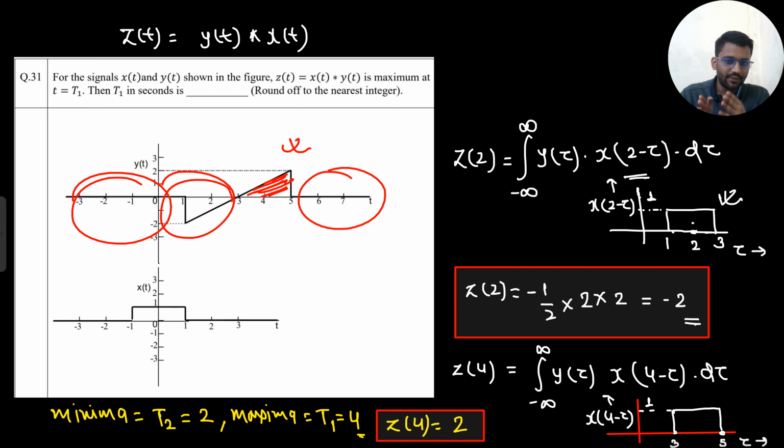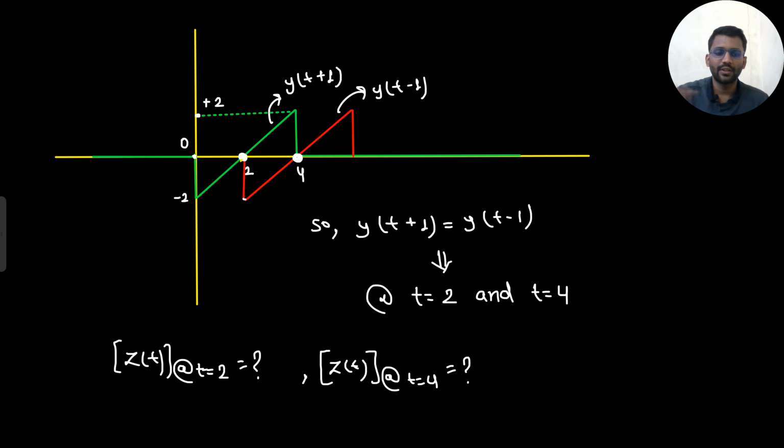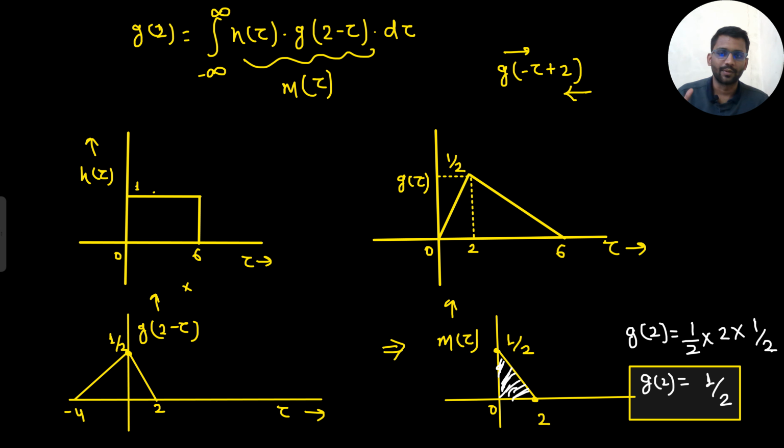Then again we needed to find z of 4. That means y of tau remains as it is, and x of tau is first mirrored and then right shifted by 4. Then we multiplied both functions and calculated the area. The area came out to be 2. So from there we got to know our minima is at 2 and our maxima is at 4, and the minimum value was minus 2 and the maximum value was 2. So that's how we solved this problem. This was a very good problem. I hope you understood multiple concepts in these two problems.